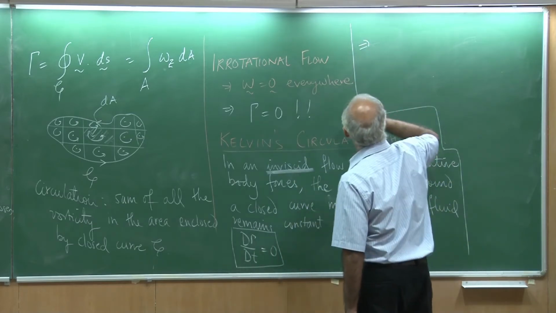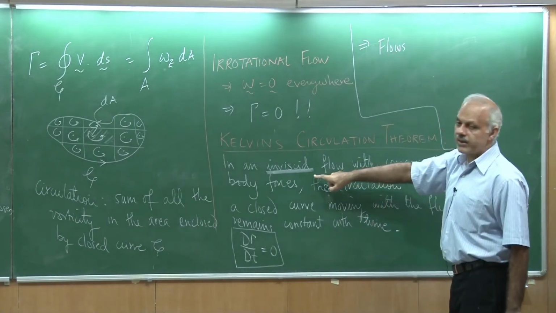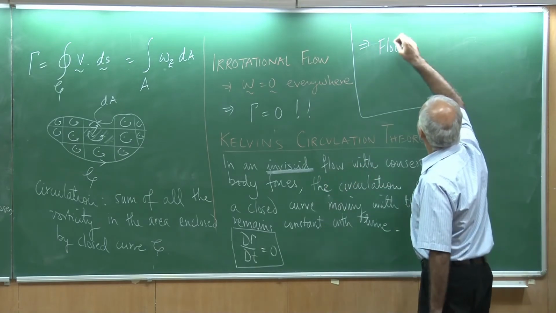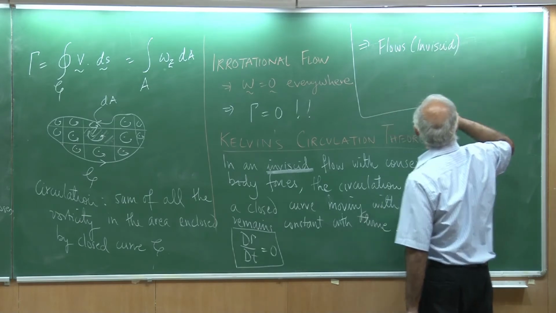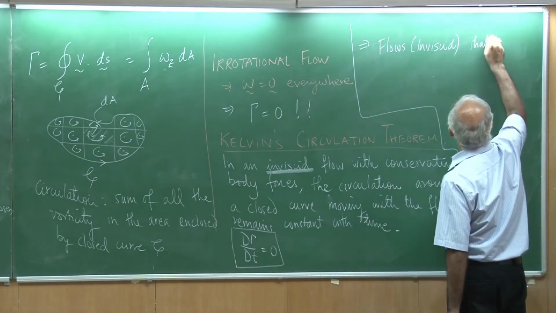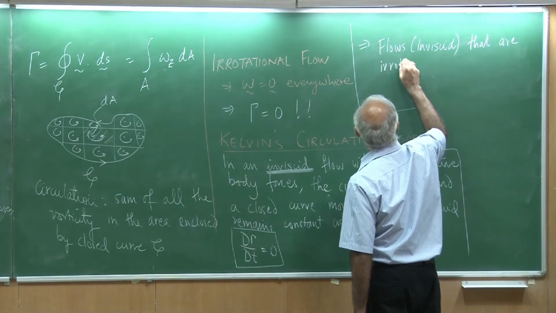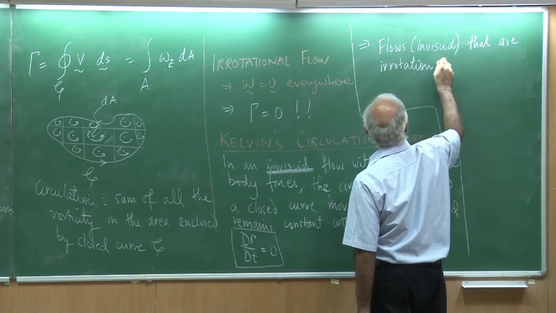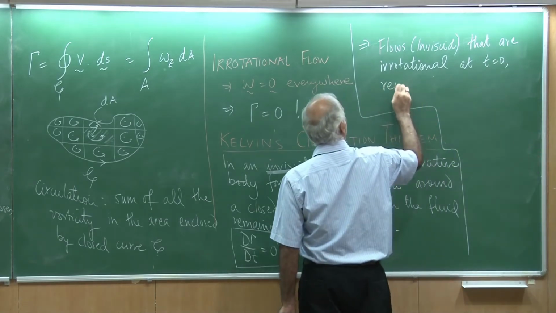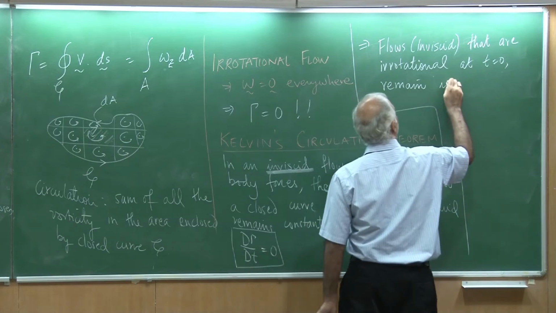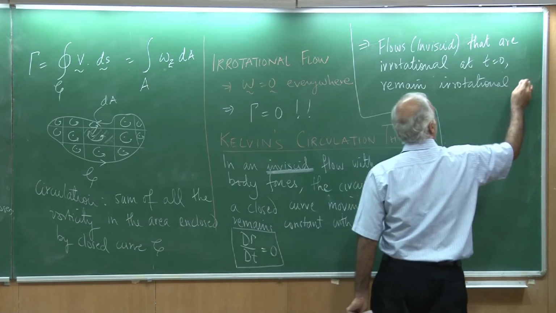So, this implies that flows, of course, we are talking about inviscid flows. So, maybe I should clarify that inviscid flows that are irrotational at t equal to 0 remain irrotational at all t.